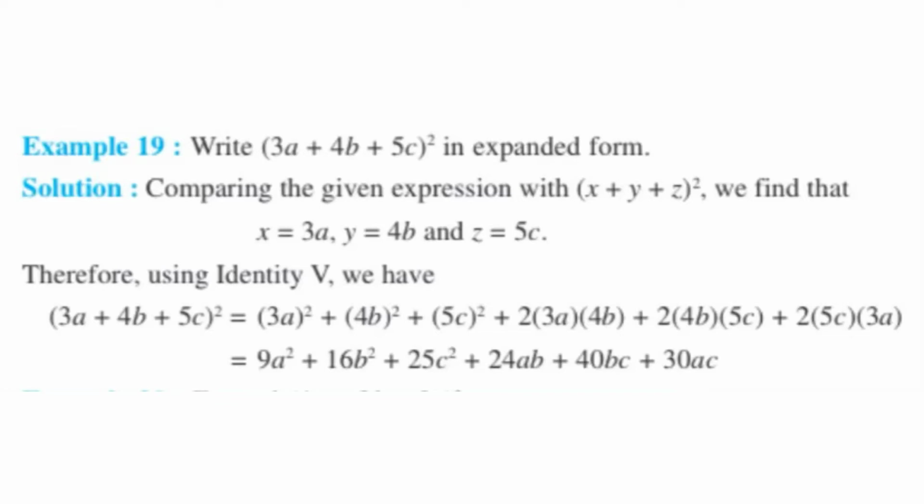So applying the formula, we get (3a + 4b + 5c) whole square is equal to (3a) whole square plus (4b) whole square plus (5c) whole square plus 2 into 3a into 4b plus 2 into 4b into 5c plus 2 into 5c into 3a, which is equal to 9a square plus 16b square plus 25c square plus 24ab plus 40bc plus 30ac. It is very simple, just you have to apply the formula.